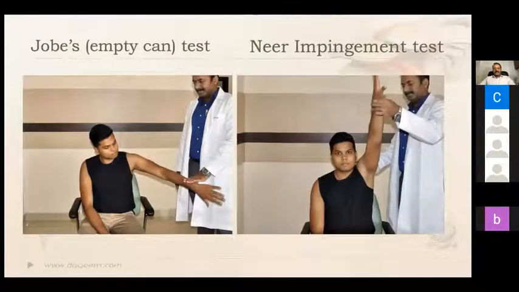So what are the other tests for shoulder impingement? The Neer's impingement test, which is again a passive forward flexion of the hand with internal rotation. And the empty can test also will be positive in shoulder impingement, which is done with the hand in the scapular plane.